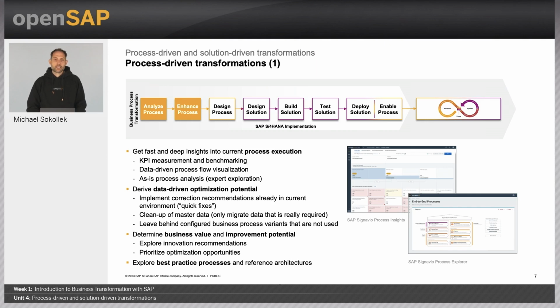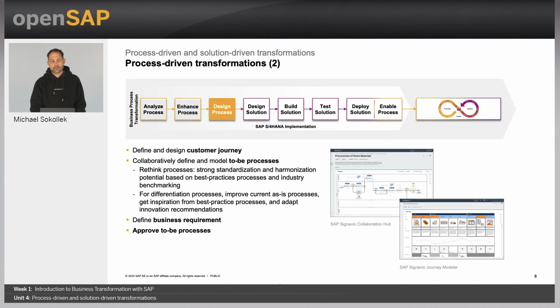SAP Signavio Process Explorer allows customers to explore best practice processes and reference architectures, laying the foundation for the design phase. In the process design phase, customers use the SAP Signavio Journey Modeler to describe end-to-end journeys that are essential for the transformation ambitions, ensuring they also take an outside-in perspective.